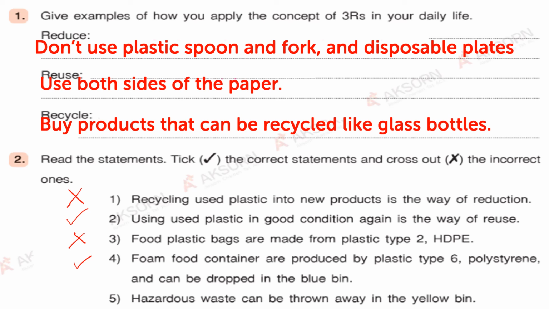Next, number 5: hazardous waste can be thrown away in the yellow bin. The answer is no. This is what I mean by your spray cans or your pesticide cans. Even if you can recycle that can, still the content or the inside of the can is dangerous. So you cannot place it in the yellow bin. It should always be in the red bin.